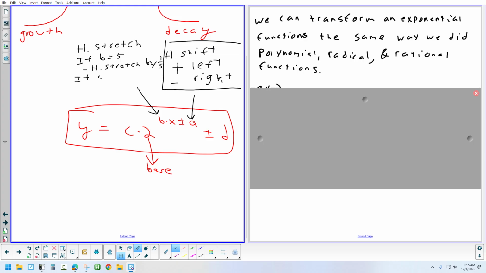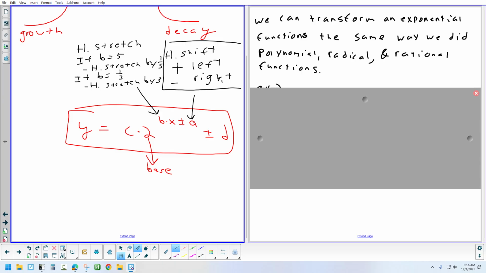What do you think would happen if B was 1/3? Yep, that'd be by 3. Horizontal stretch by 3. So it's backwards.